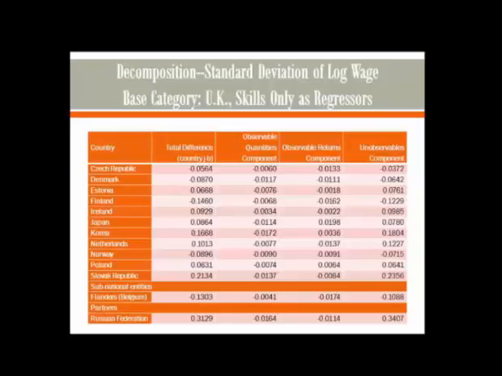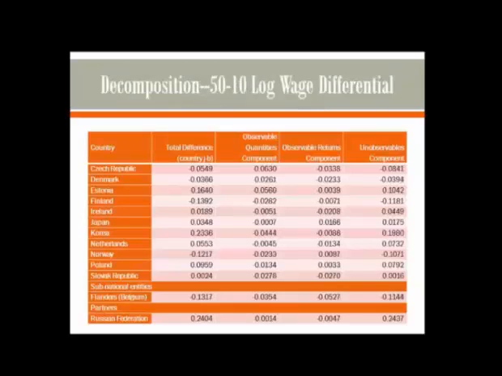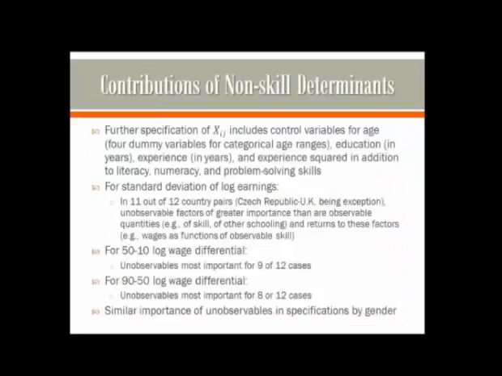This is then broken up into the observable quantities, the observable returns, and the unobservables using those equations from the previous slide. And the big picture is that the really dominant factor is still the unobservable component. The lower bound here is about 67%, for example, of the total difference. Same kind of thing for the 50-10 log wage differential. Unobservables are still very dominant. Same kind of thing for the 90-50 log wage differential. If we want to look at that upper half, the inequality of the richer groups, for example, we see the same pattern.